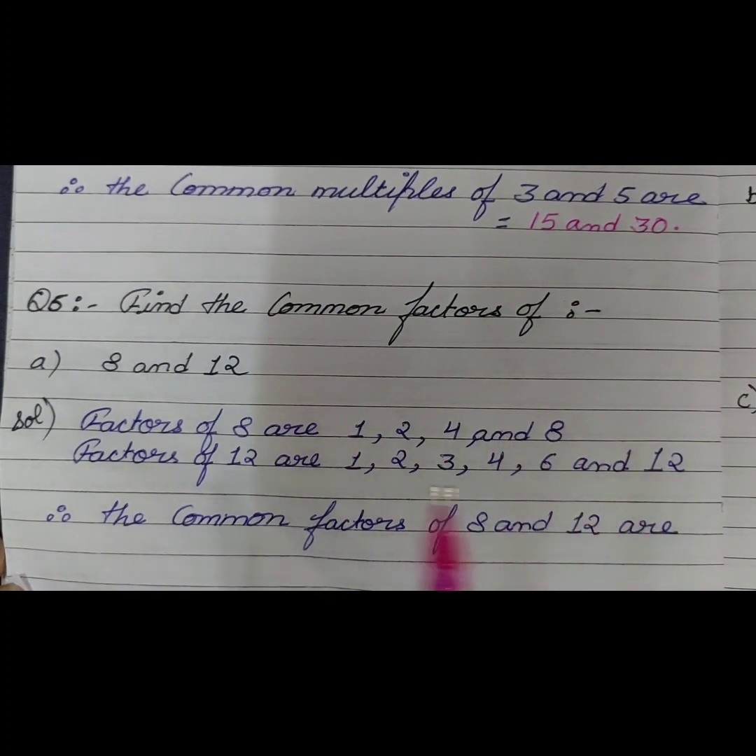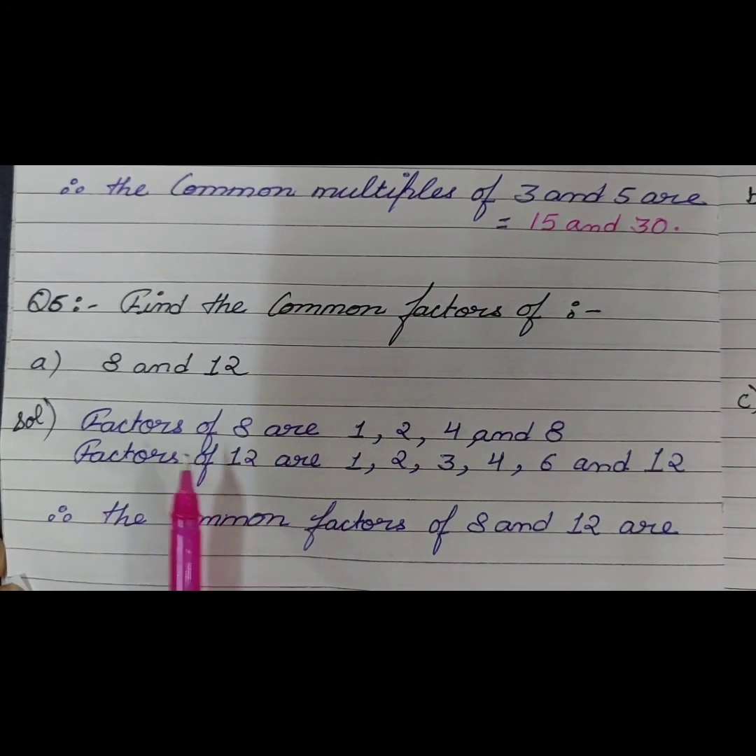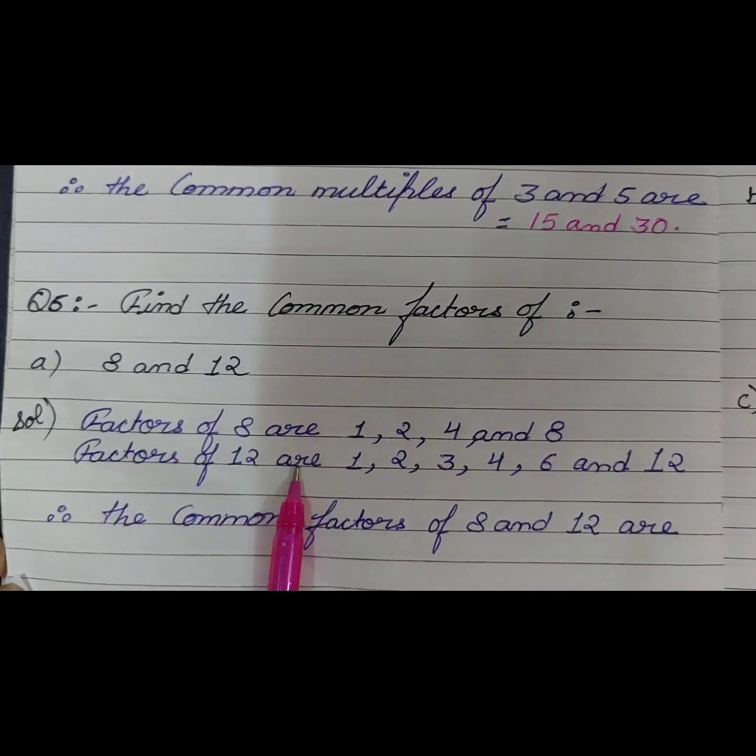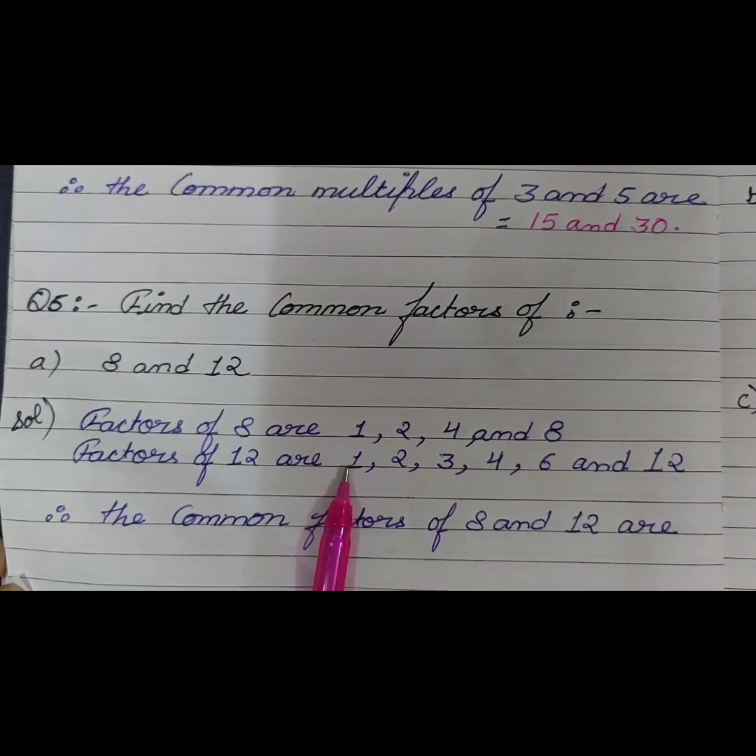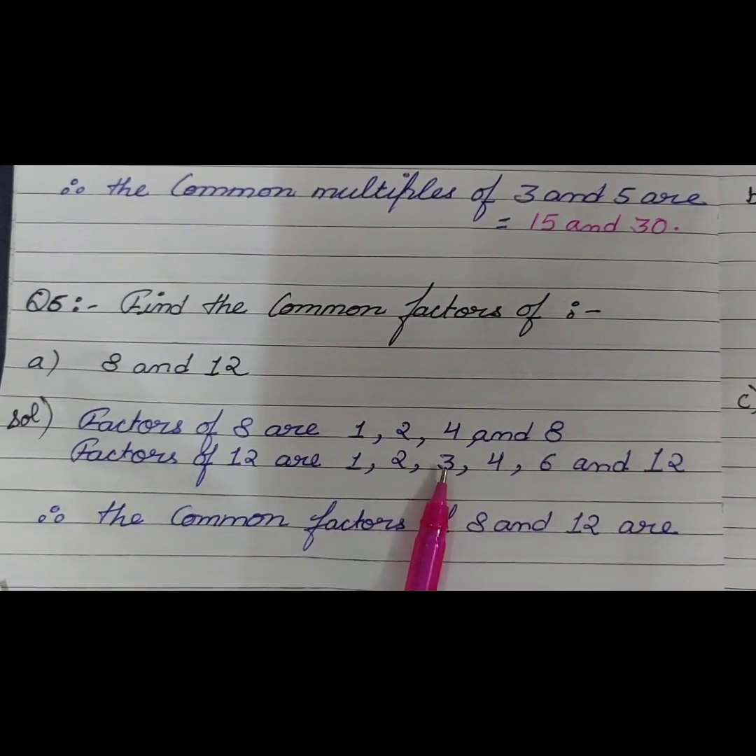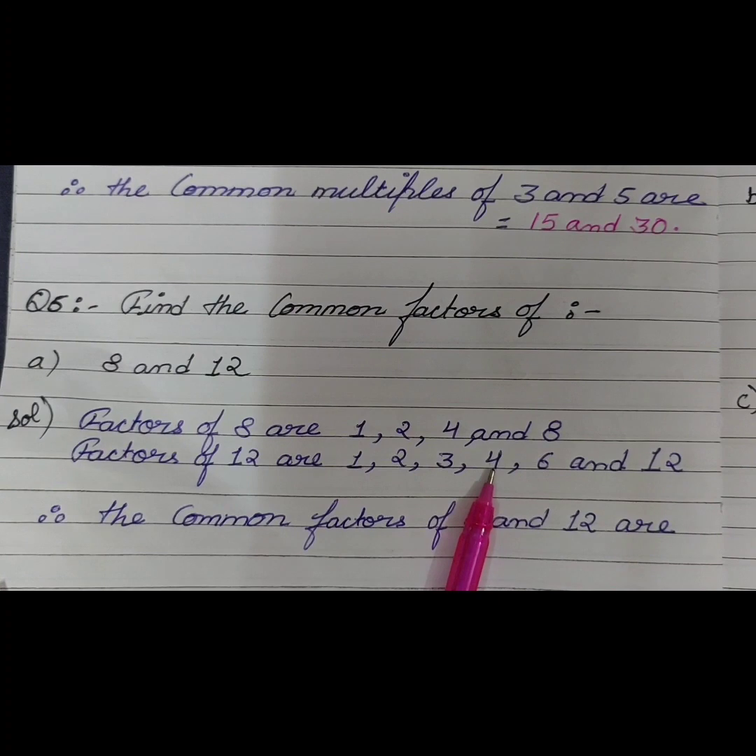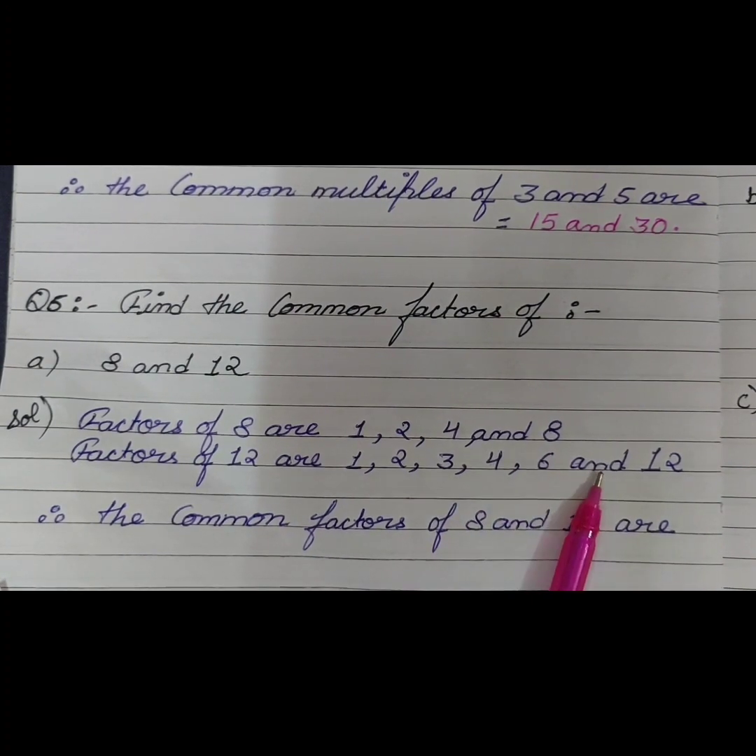Now find the factors of 12. Factors of 12 are 1, which is obvious, then 2, yes, then 3, 4, 6 and 12.